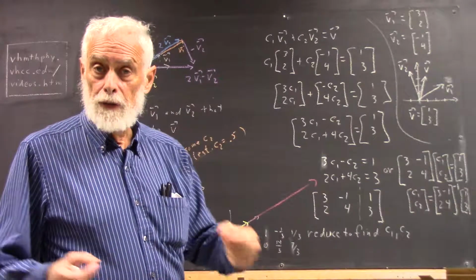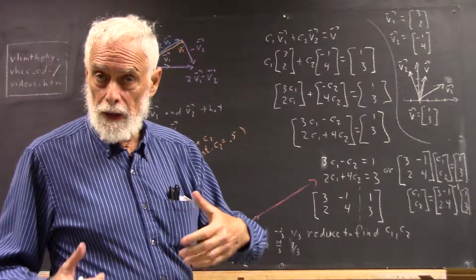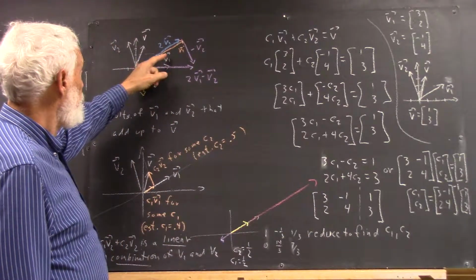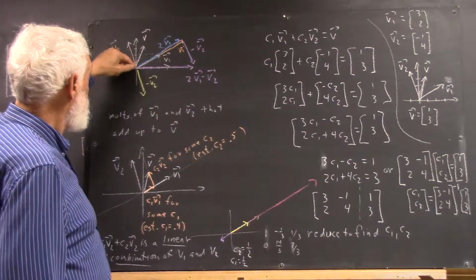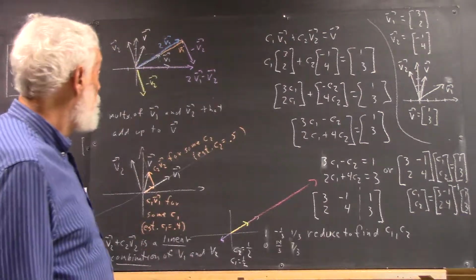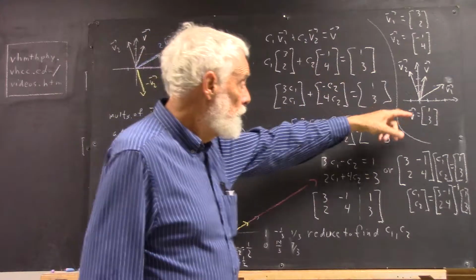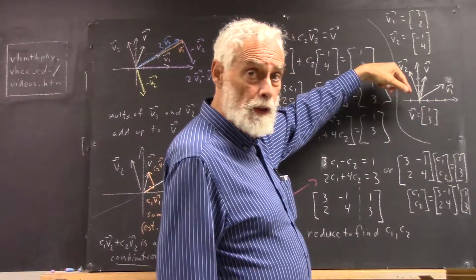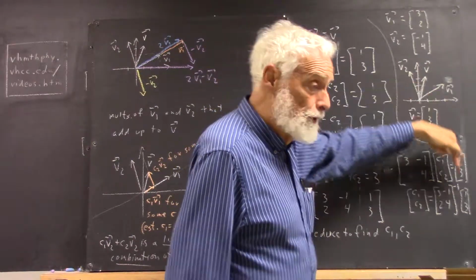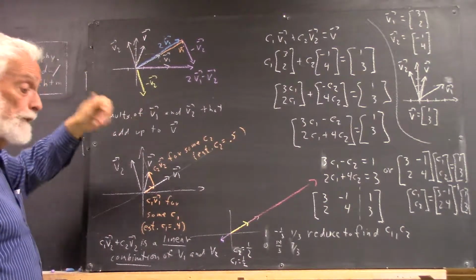Well, 2v1 is v1 plus v1. To add v1 to v1, we do v1 head to tail with v1, and we have something that looks like this. Here's v1, and here's another v1, so that this blue vector here is 2v1. v1 plus v1, of course, is 2v1. And then we had the vector negative v2. Well, here's v2. Where's negative v2? Well, it's equal and opposite to v2, so it would be in the opposite direction, same magnitude. So if this is v2, this is negative v2.